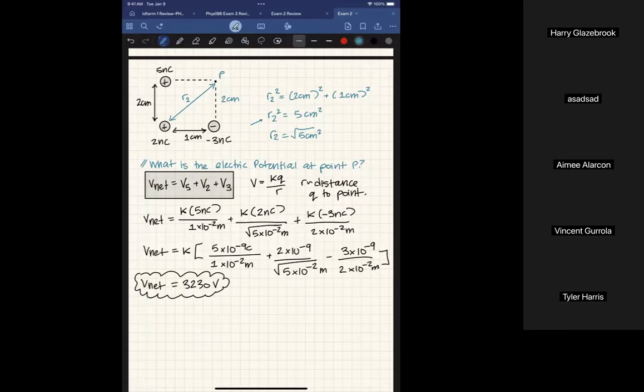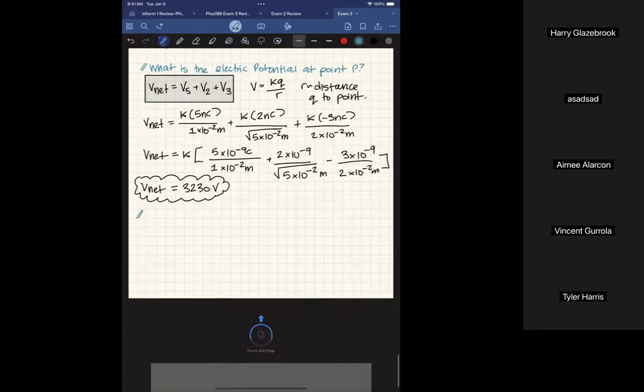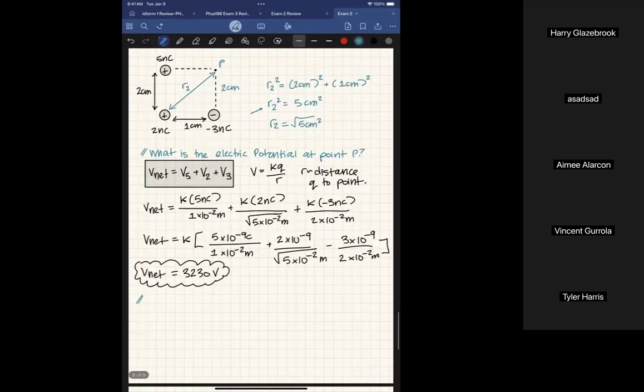Now, another question might be, what is the net electric potential energy of the system? So in this case, we don't use our point of interest. We're going to do our pairs.